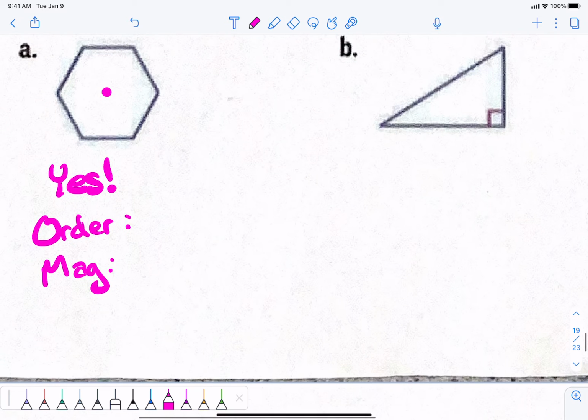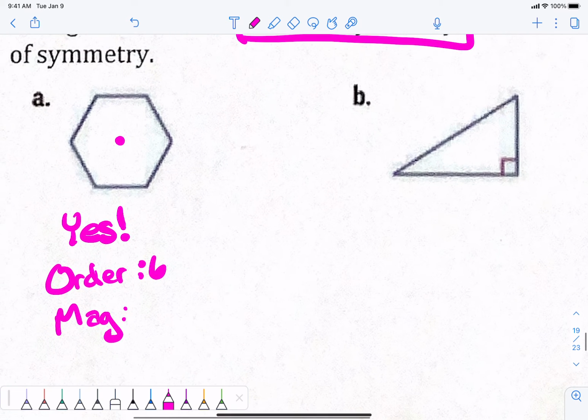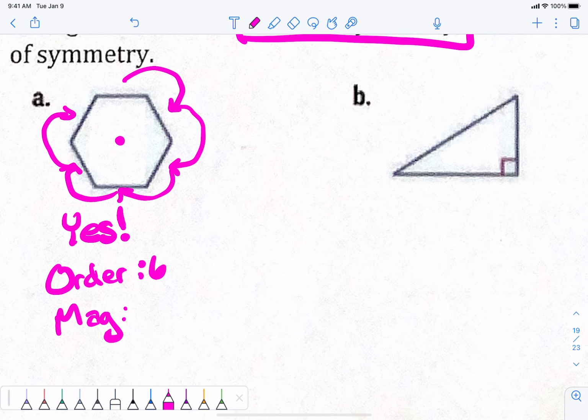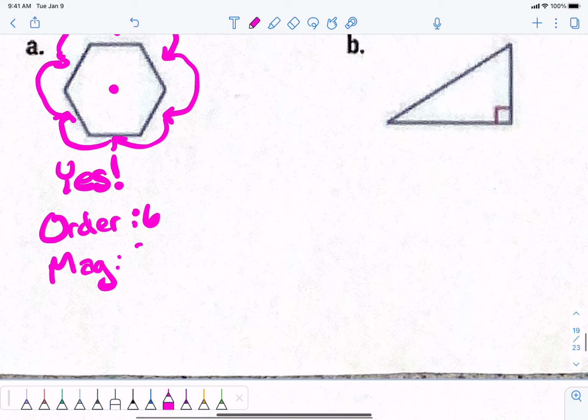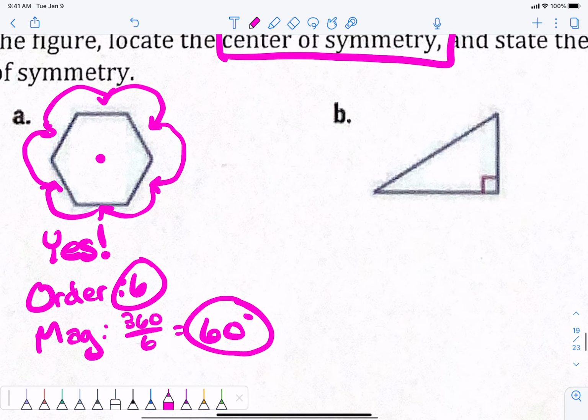Okay, so it is a hexagon, 6 sides. What's the order going to be? 6, right? This vertex could map to here or to here. That's 2, 3, 4, 5, and back to the beginning would be 6. So it has an order of 6. The magnitude? 360 divided by 6, which is 60 degrees. That's its magnitude. Okay, makes sense? Good? Okay, what about B?